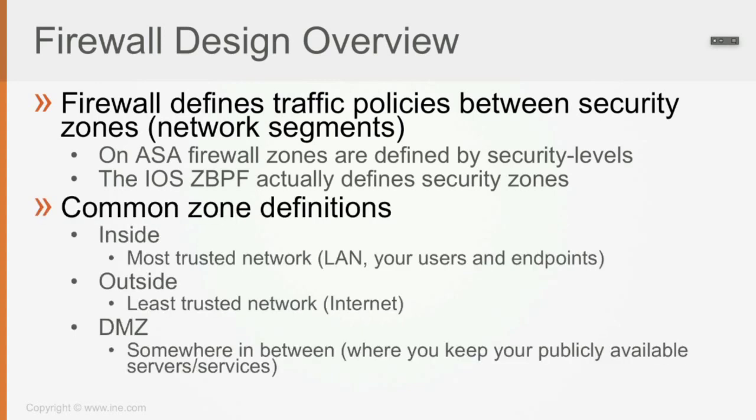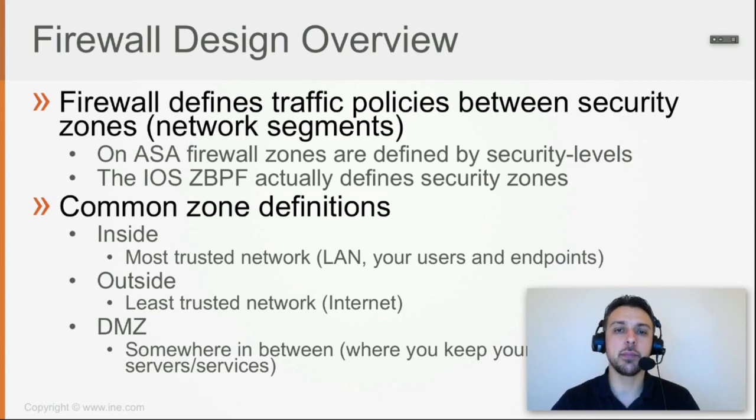Now, common zone definitions are going to be inside, which is your most trusted network, the LAN side, the outside, the least trusted network, the internet, and DMZ, which is somewhere in between, where you usually keep your publicly available servers or services. Speaking about the previous slide, in regular firewalls, historically speaking, you would allow all traffic from the LAN side, from the inside zone to the outside zone. That's why you have trusted to untrusted allowed by default, and then untrusted to trusted disallowed by default.